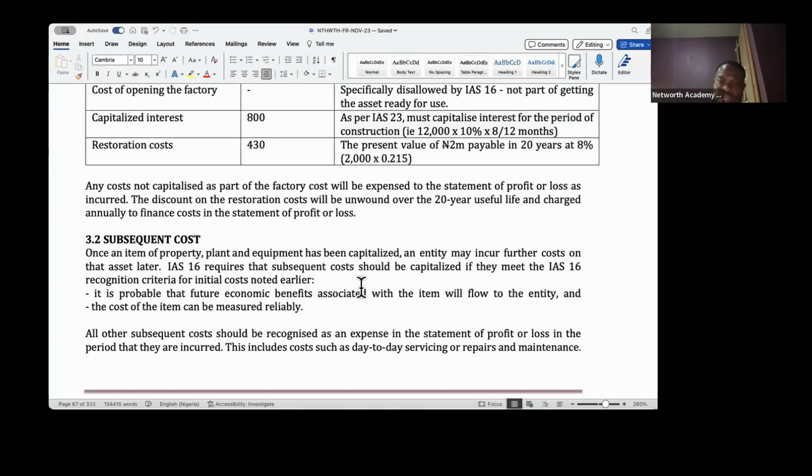The question becomes, are you supposed to capitalize this subsequent cost? IAS 16 says you should capitalize it if it meets two criteria, the same criteria for recognition of PPE: that it is probable that future economic benefits associated with the item will flow, and the cost of the item can be measured reliably. If it meets that recognition criteria, then that subsequent cost should be capitalized.